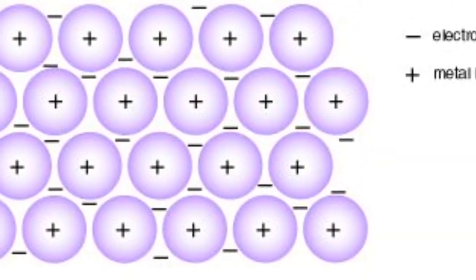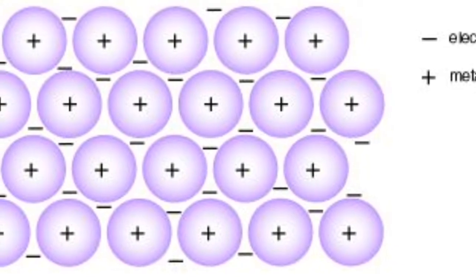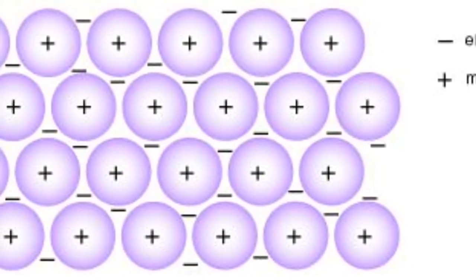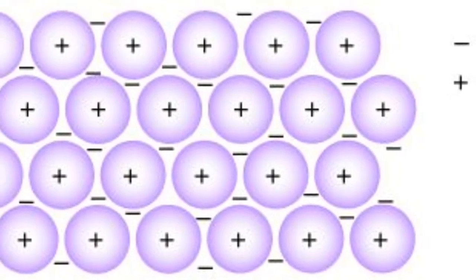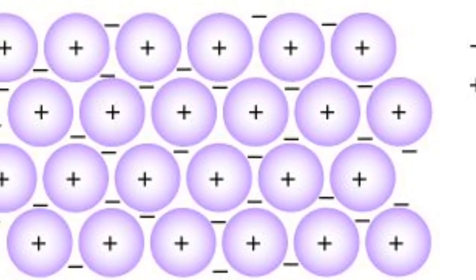The last type of chemical bond is metallic bonding. Metallic bonds are formed between two metal ions. The formation happens from an electrostatic force between electrons.